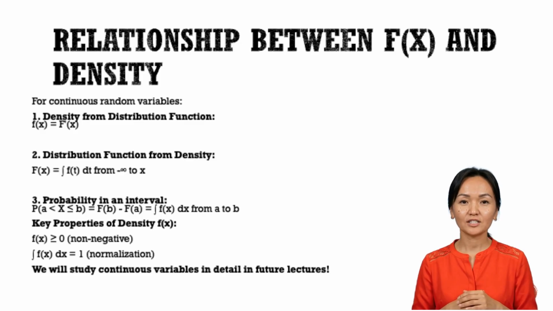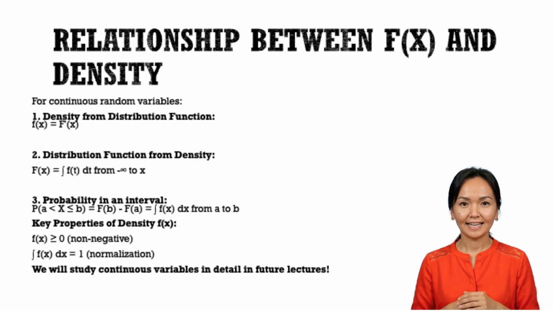Second, the distribution function can be obtained from the density function by integration. F(x) equals the integral of f(t) dt from negative infinity to x. This represents the accumulated probability up to point x. It's the continuous analog of summing probabilities in the discrete case. The integral accumulates the density from the far left up to the point x, giving us the total probability that X is less than or equal to x.